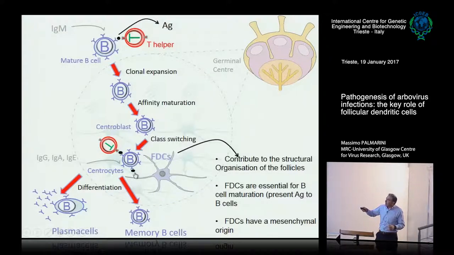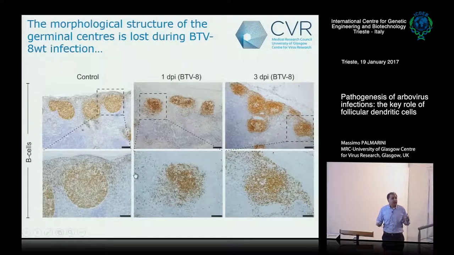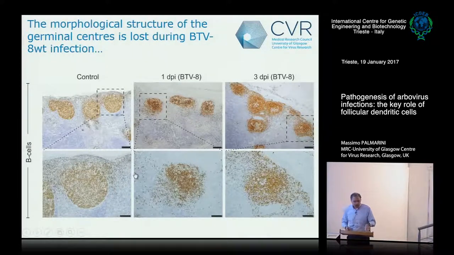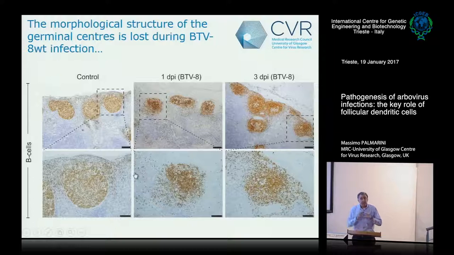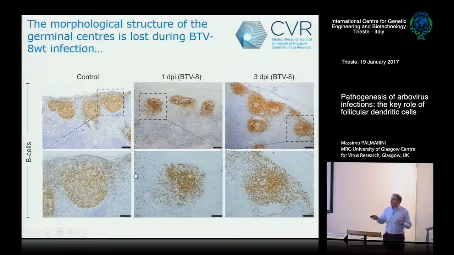So that's the process where you have T cell antigen and B cell maturation and affinity maturation of B cells, and then from these B cells, coming out of the lymph node, you have either memory B cells or plasma cells that will secrete antibodies. FDCs are key for this process. In fact, in mice where T cells were taken out and the FDCs were ablated, the structure of the germinal center is lost, because these B cells are not kept in place anymore. They are not attracted anymore.